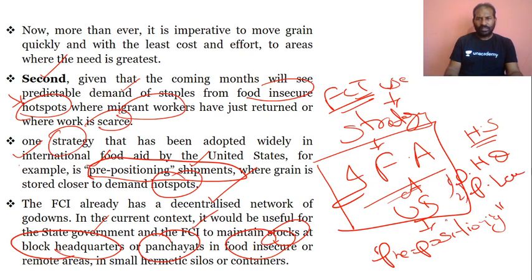So look at how FCI can come into action and make sure that whichever areas are termed as hotspots or red or orange zones, the food grains can still be supplied by using the strategy of international food aid, by the concept called pre-positioning shipments. Pre-positioning shipments, and that can be stored or maintained at the block headquarters and panchayats.